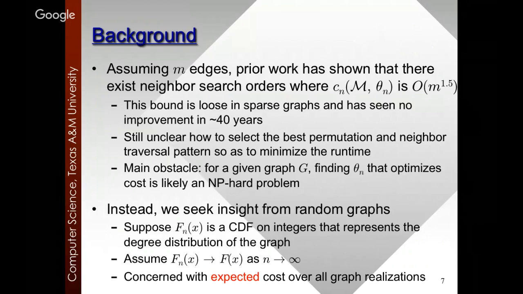For some definitions, suppose Fn(x) is the CDF of the degree distribution on a finite graph with, say, n nodes. And assume the series of Fn(x) will converge finally to a limit F(x) when n tends to infinity. Now, since this is the realm of random graphs, our concern is with the expected cost of all graphs that realize a specific degree distribution.